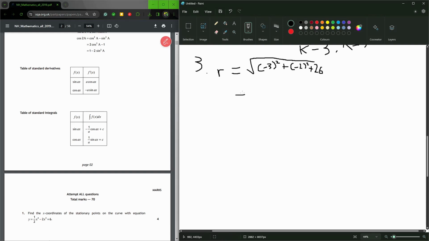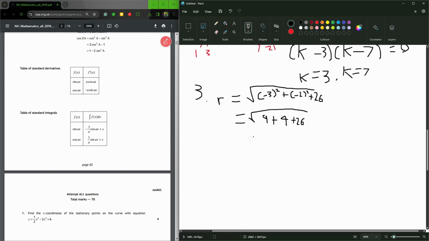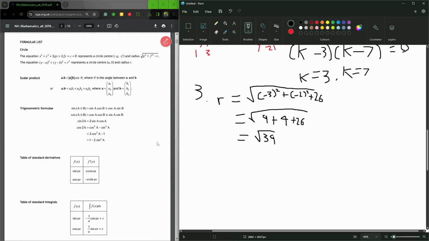So we can start multiplying this out. I'm really sorry for this dodgy handwriting. Use your imagination. Pretend I actually know what I'm up to. But that's 9 plus 4 plus 26. I swear that's a 9, not a 4. Okay. And that gets us everyone's favorite number, root 39.